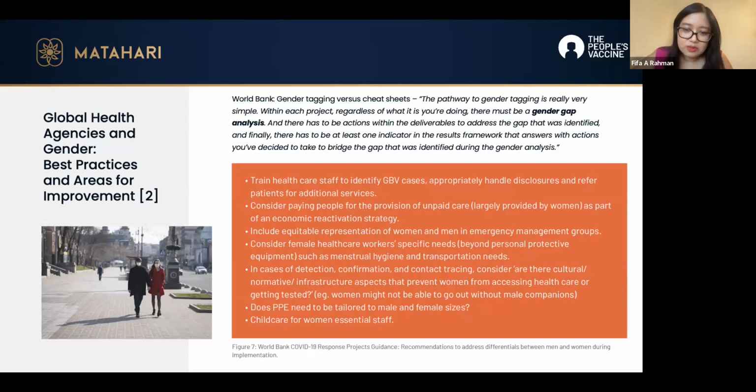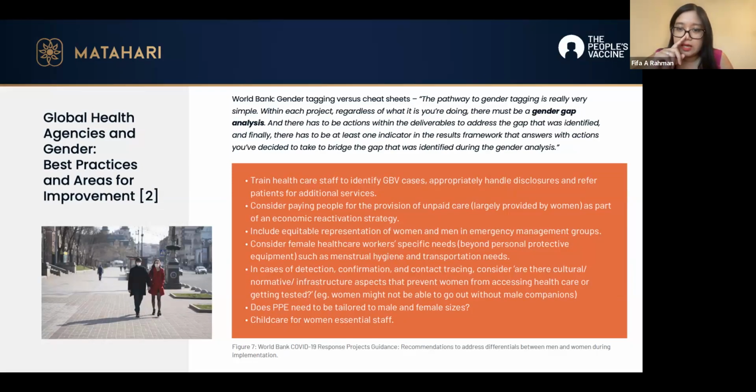I did have a critique from someone that says this isn't enough. There's more. The real cheat sheets have a lot of things, but there's only so much you can fit in a little orange rectangle. So those are selected items that are in the World Bank cheat sheets, including training healthcare staff to identify GBV cases, appropriately handle disclosures, consider paying people for the provision of unpaid care, include equitable representation of women and men in emergency management groups, consider female healthcare workers' specific needs. Yes, PPE need to be tailored to male and female sizes, and include consideration of childcare for women essential staff. As you can see, this is a women and men binary and doesn't include gender non-conforming individuals and trans people. But regardless of that, it is quite a comprehensive cheat sheet.